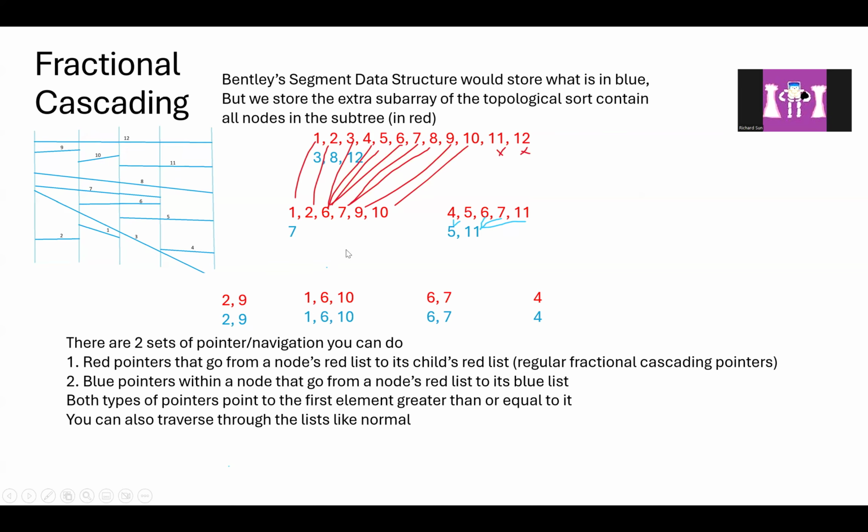And we also add red pointers to this as well. These are fractional cascading pointers. For example, each one points to the first number that's equal to or greater than it. So 1 points to 1, 2 points to 2, 3 points to 6, 6 points to 6, 7 points to 7, 8 should point to 9, 9 points to 9, 10 points to 10, 11 is a null pointer, and so on.